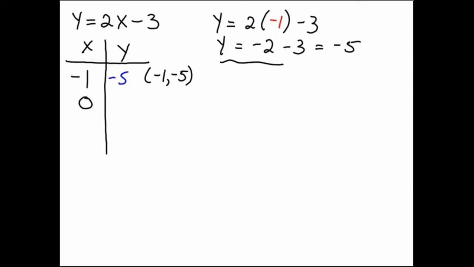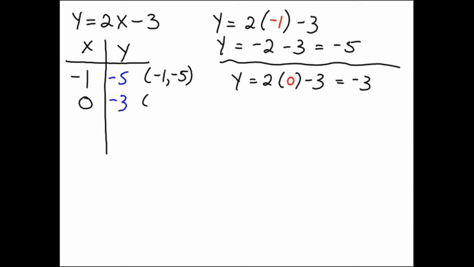The next number I'm going to choose for x is 0. So again, let's substitute 0 in our equation where we see the x. 2 times 0 is 0, so we're left with -3. So we're going to place the -3 next to the 0 in our table for our next ordered pair, 0, -3.